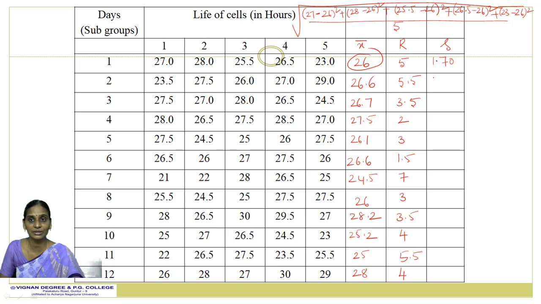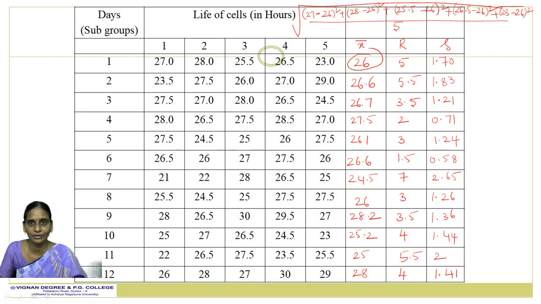In the second sample, the standard deviation value is 1.83 and the third value is 1.21, then 0.71, 1.24, 0.58, 2.65, 1.26, 1.36, 1.44, 2, and the last value is 1.41.